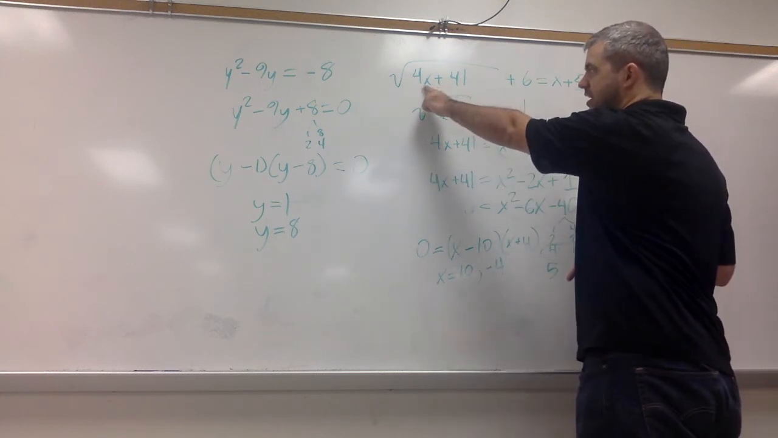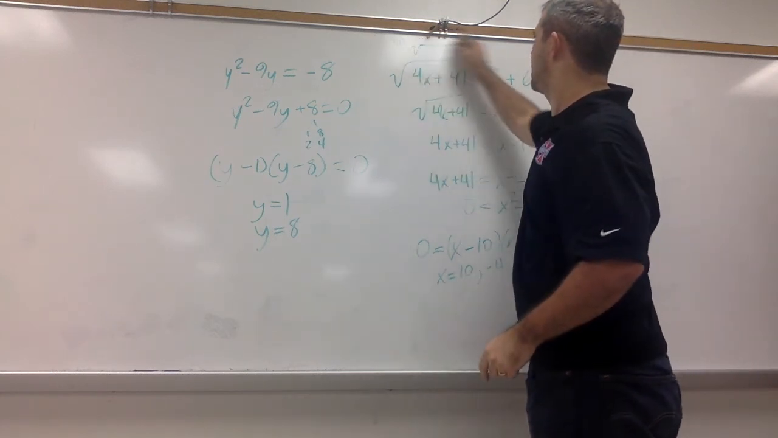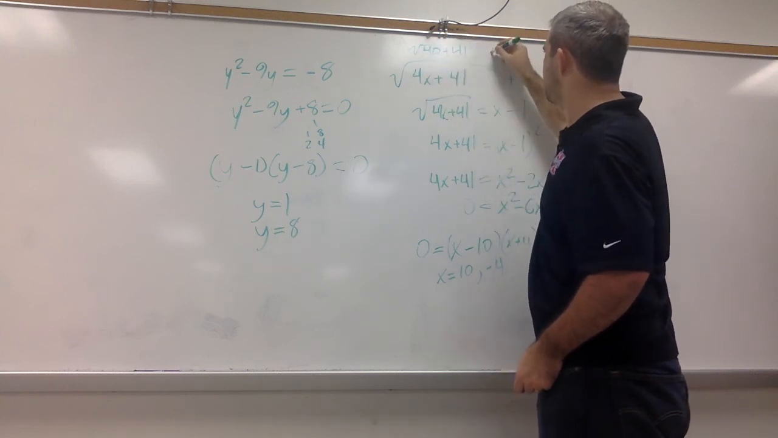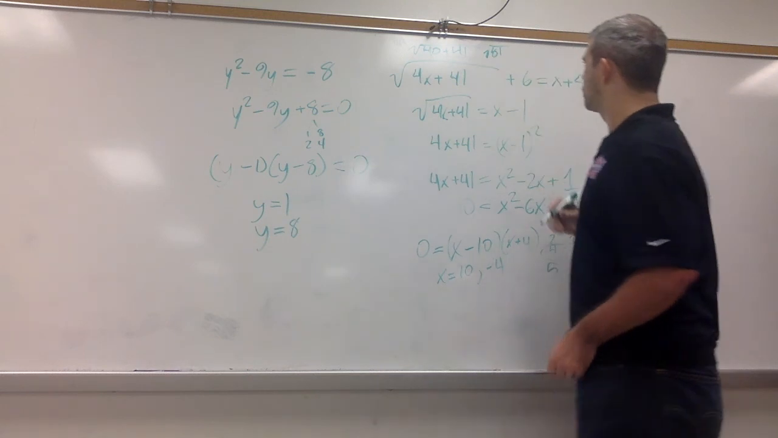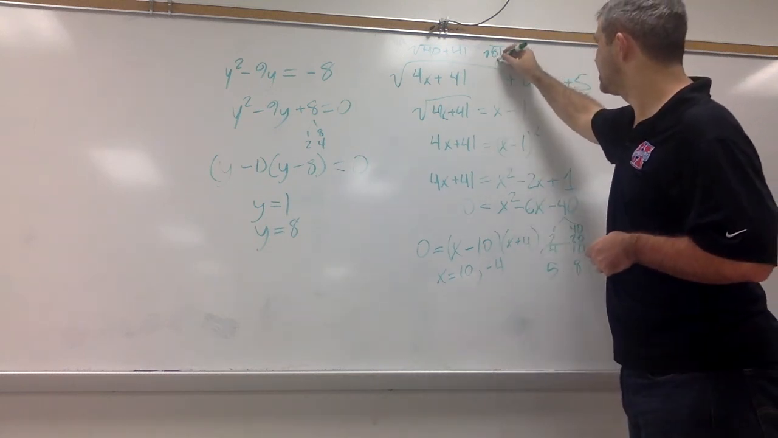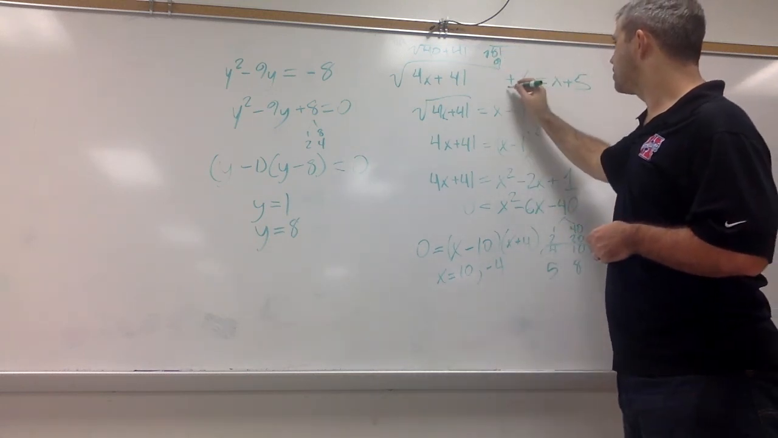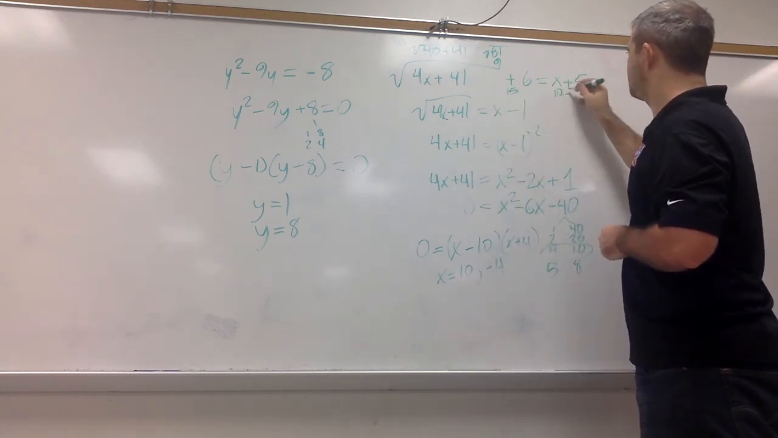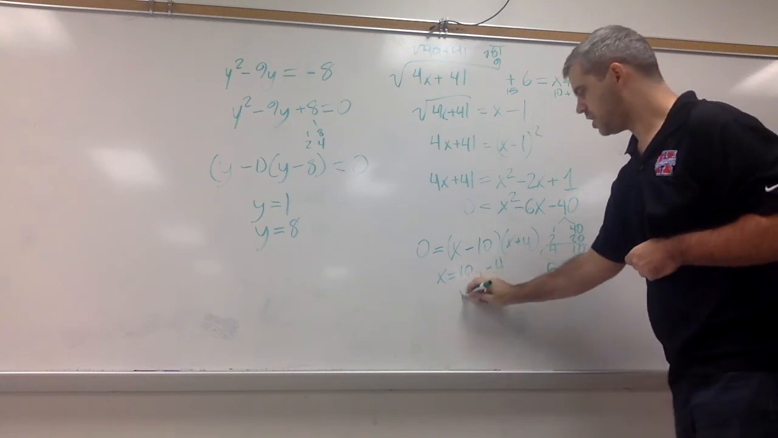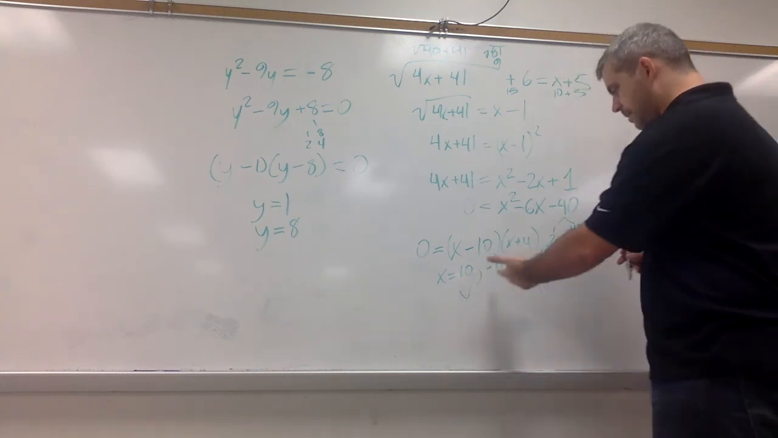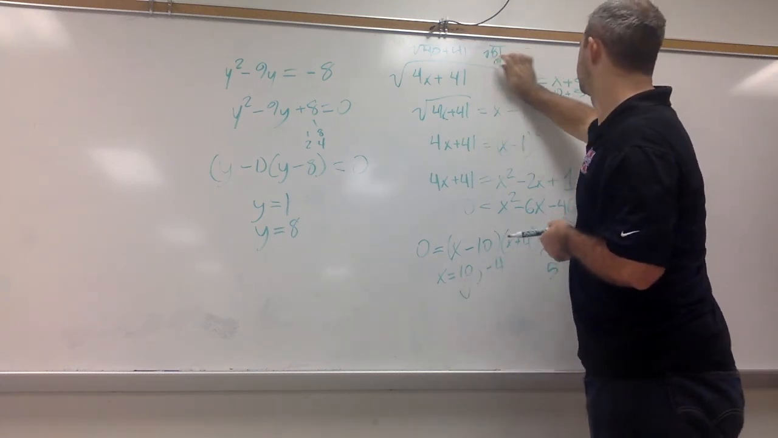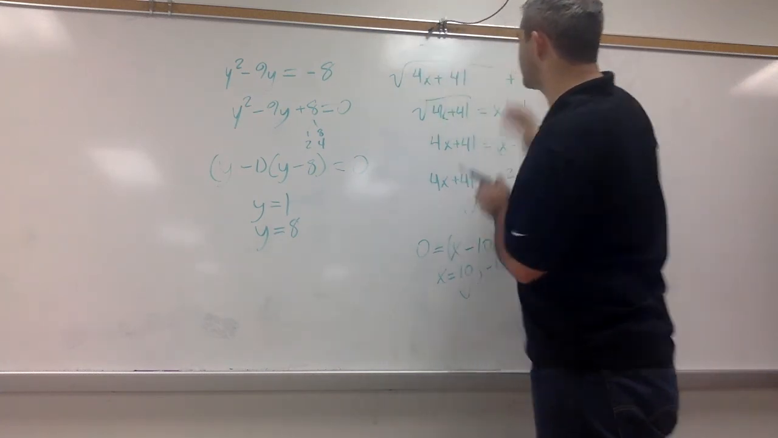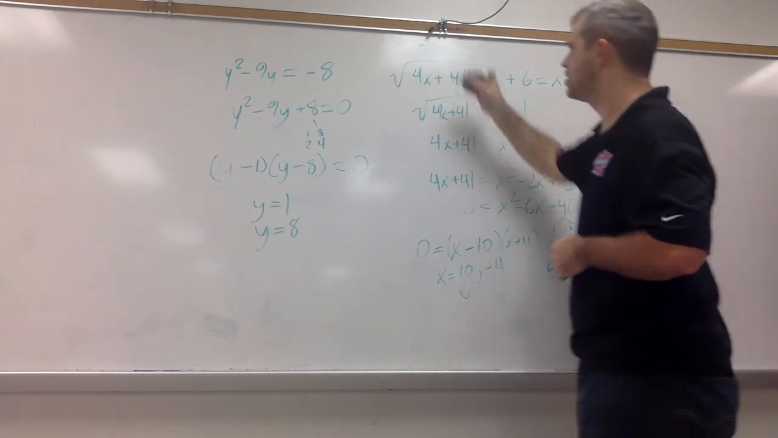If I plug in 10 here, 4 times 10 is 40, plus 41, that's 81. Square root of 81 is 9. So 9 plus 6 is 15. Plug in 10 here, 10 plus 5 is 15. So this works. But now I got to check this -4. I don't think the -4 is going to work. I'm guessing that's our extraneous one, but let's try it.